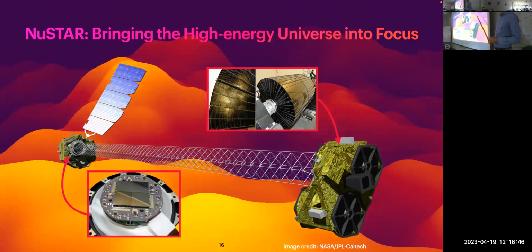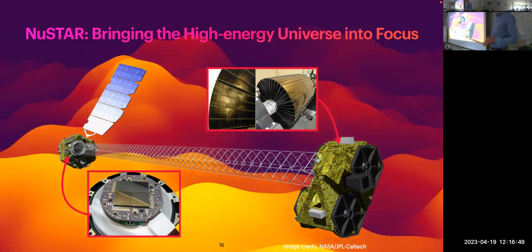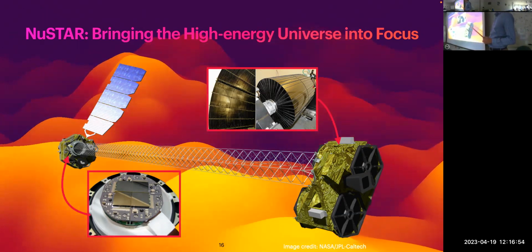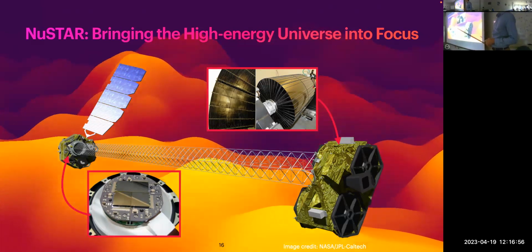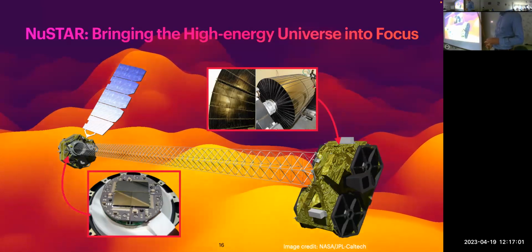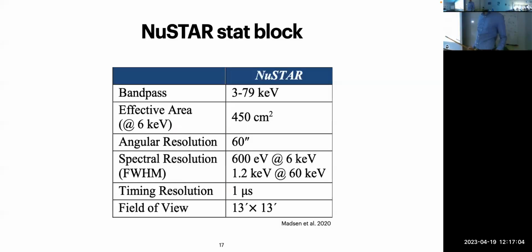So NuSTAR went up in June 2012, and while it was in space, it stretched out to its 10-meter focal length. And the combination of these custom optics and custom detectors means that it can look at the X-ray sky in the 3 to 79 keV band with good angular resolution, good spectral resolution, and fantastic timing resolution, which makes it really useful for doing a lot of complex analyses of timing and spectral properties.